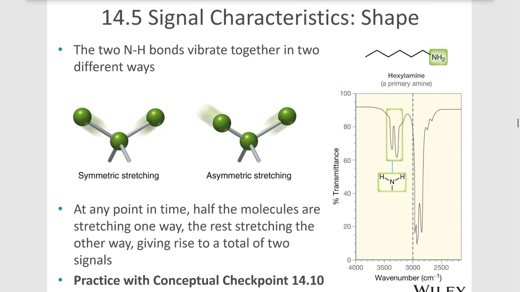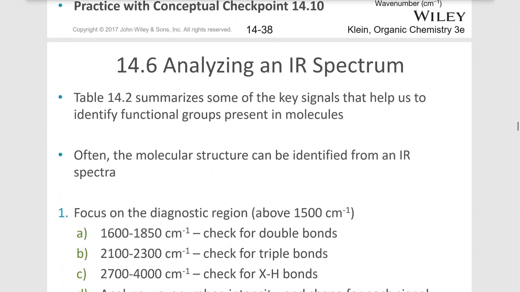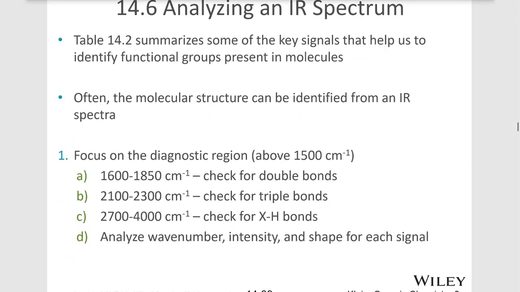And again, this is because if you have two hydrogens on that nitrogen, they can either be stretching in the same direction, or they can be stretching in opposite directions. So symmetrical stretching or asymmetric stretching. Okay, and so that's going to give you two signals in the IR, or two peaks for a primary amine.